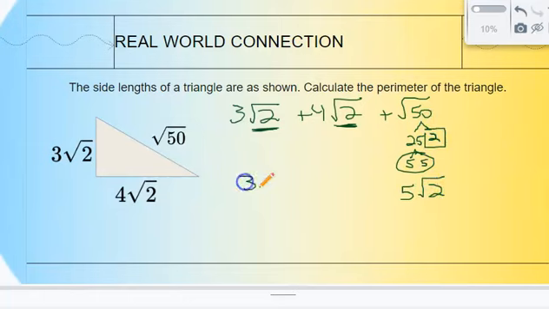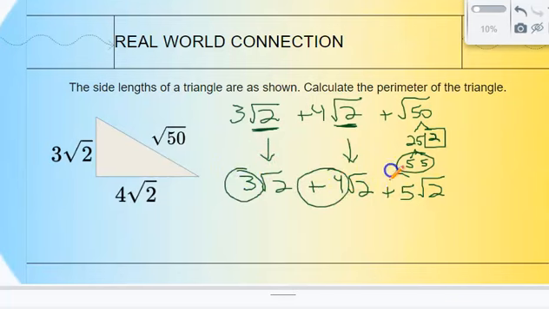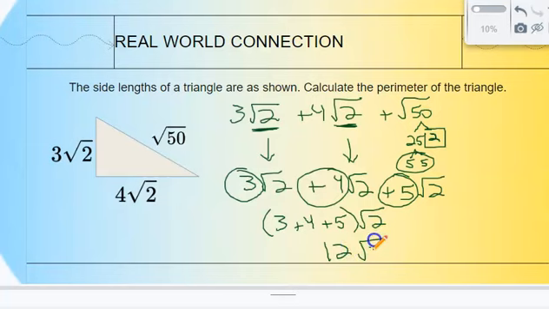And look what I got. 3 square root 2 plus 4 square root 2 plus 5 square root 2. Those just came down. Now I can add all the numbers in front because I have 3 sets of like terms. 3 plus 4 plus 5 square root 2. This gives me 12 square root 2. And that is the perimeter of the triangle.